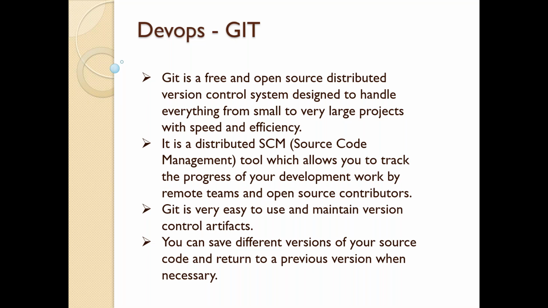Okay. And Git is very easy to use. It's easy to use and maintain version control artifacts. You can do all sorts of things here. It's very easy to learn. Don't worry, there are only a few commands. If you remember those commands, that's more than sufficient. You can save different versions of your source code and return to a previous version whenever you want, right? Suppose you have v1.0 in production, and you just put v1.1 into production. There is some issue, you can revert back to v1.0, whatever is in working condition, right? Immediately you can do that.